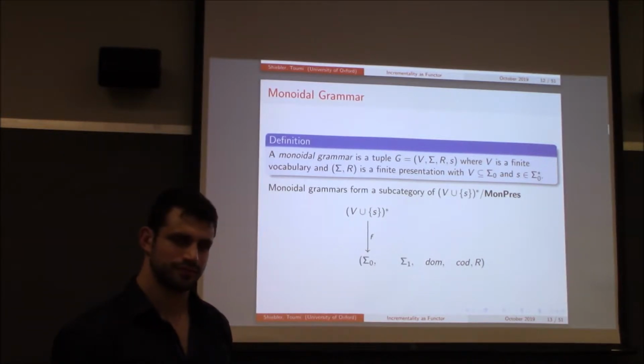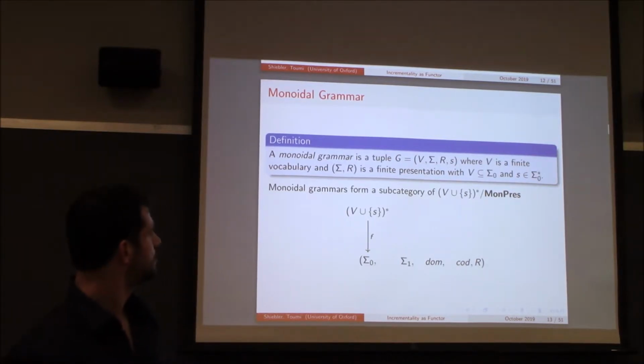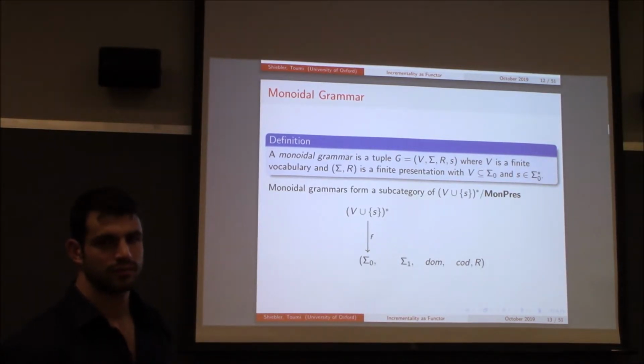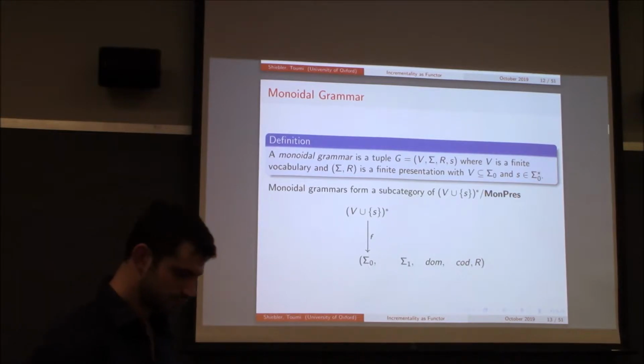Is it right to call V a finite vocabulary, not a finite variable? The V's are the variables, no? In the grammar, the V's are vocabulary. They represent words. Okay. Yeah, it's our set of words. Okay, good. Sorry.